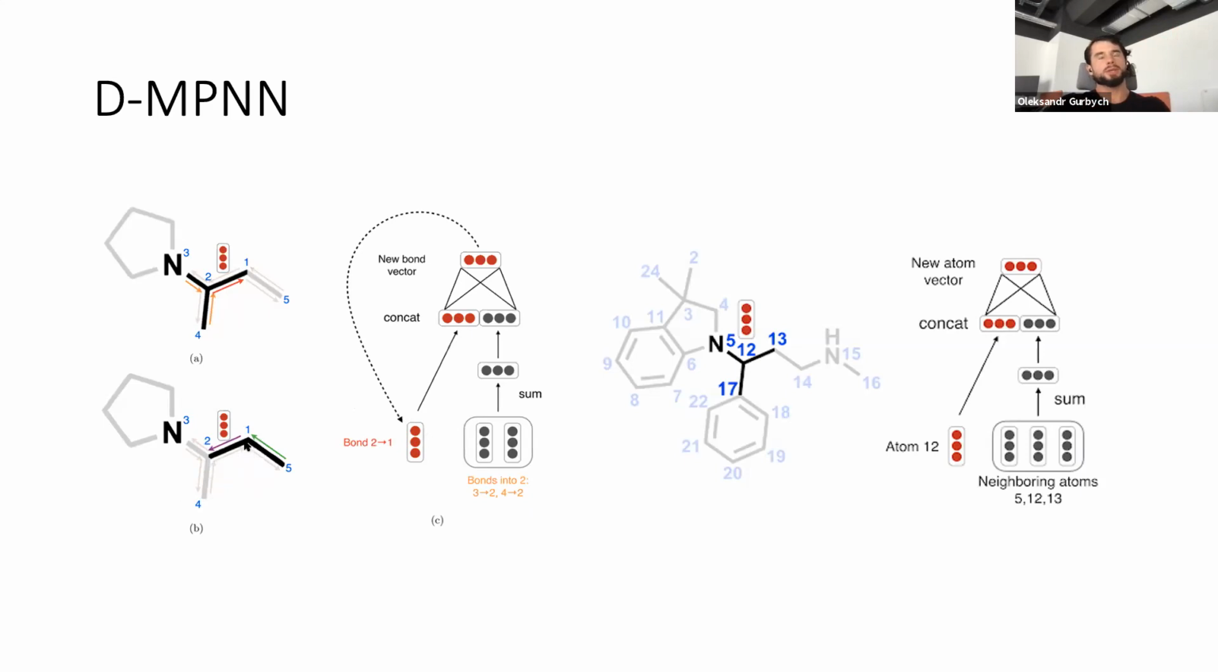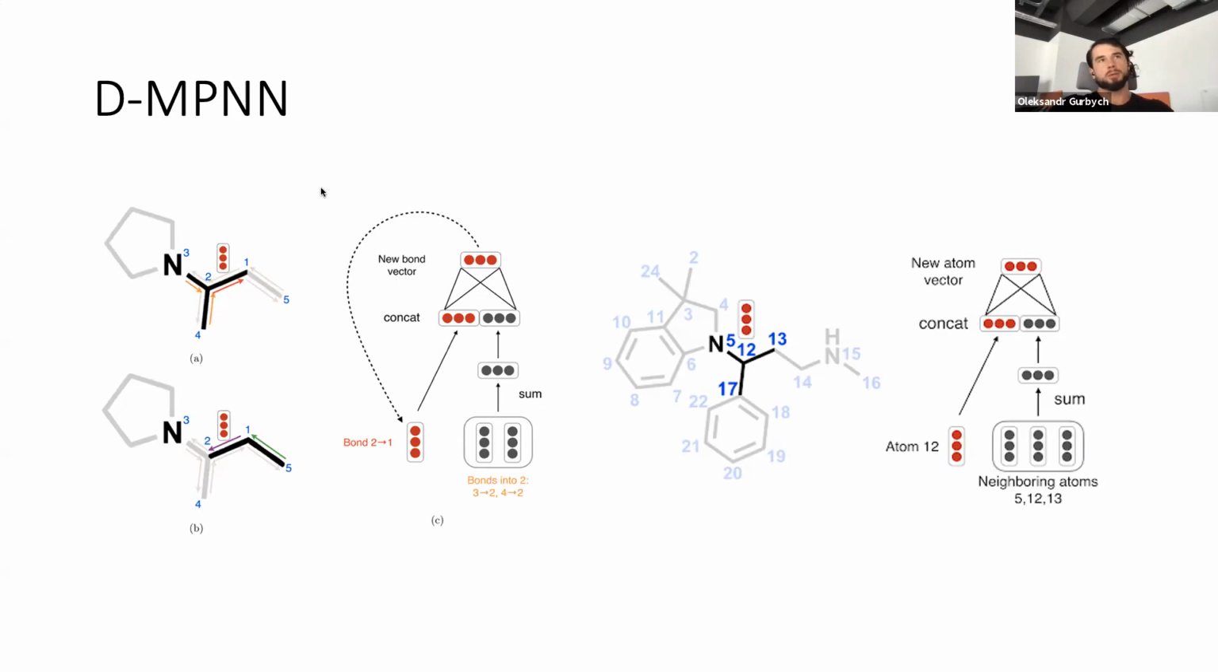So if we are computing bonds for atom number 1, we first go to bond 2 to 1. We first go to bond 3 to 2, then to 4 to 2, then to 5 to 1, and combine all the features, and concatenate them, do some averaging, and compute a vector for the desired bond 2 to 1. That's how it works. Then we go to the neighbors of the neighbors, and you know how recursion works.